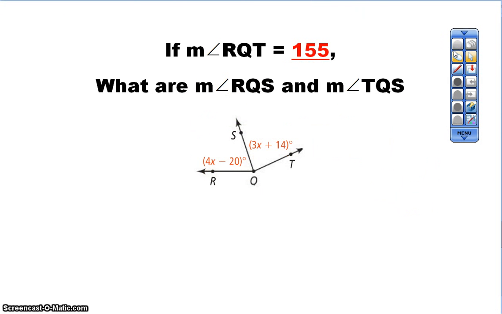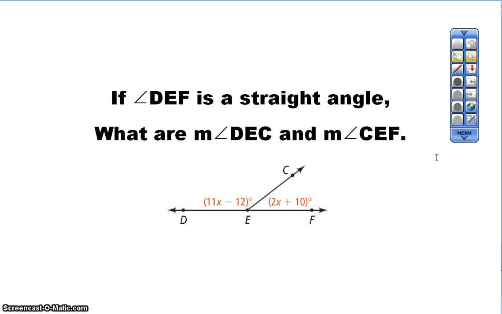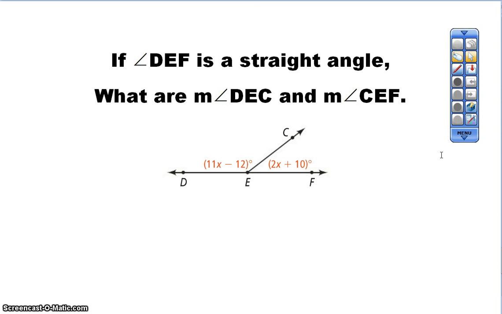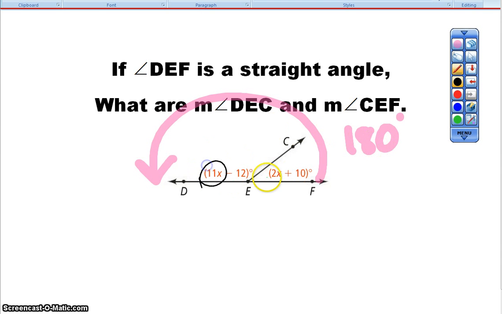The next one on your sheet says, if angle DEF is a straight angle, what are the measures of angle DEC and CEF? So straight angle, got to think about what a straight angle is. How much is it from here all the way over to here? That's going to be 180 degrees. So you're going to put them together and set them equal to 180. Together, they equal 180. So I have 11x and 2x. I have negative 12 plus 10.